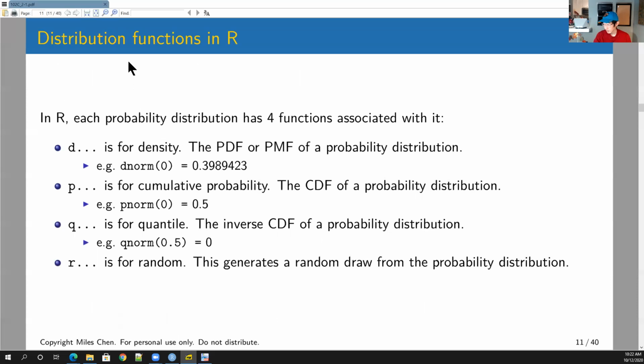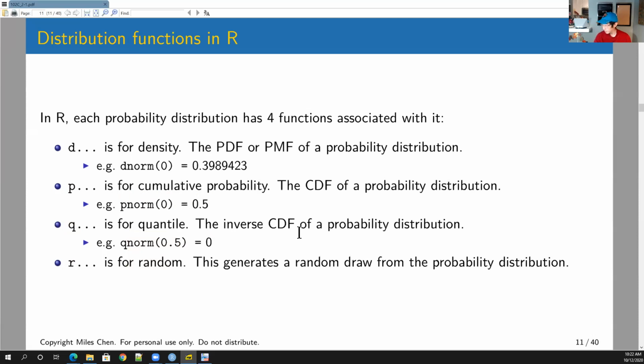A note on R, which I think you know: d is for density, p is for cumulative probability, so the CDF is drawn by p-whatever. pnorm is your CDF of the normal distribution. pnorm of 0 is 0.5. q is the inverse, so qnorm of 0.5 gives you 0. And r is for random, so that's where you get your random values.